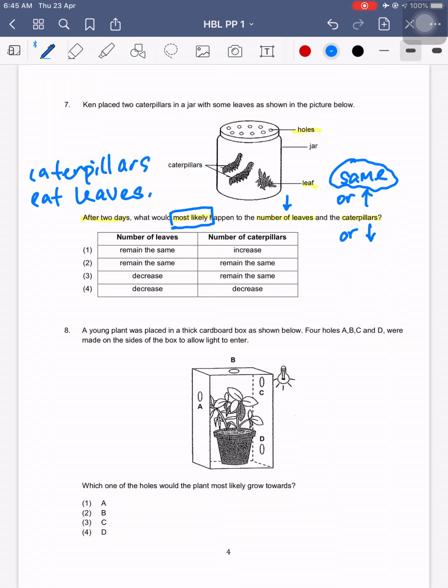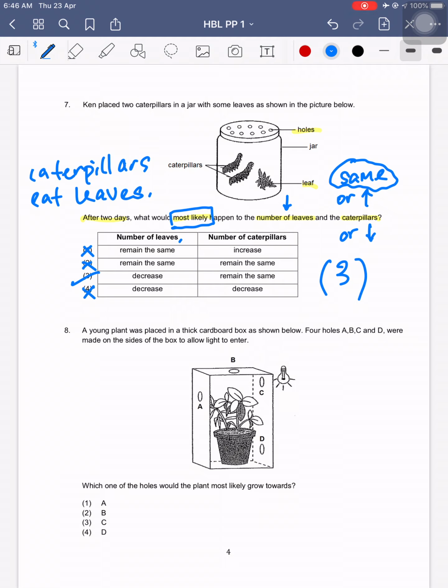So looking at the number of leaves here, decrease will be, okay, option 1 is out, option 2 is out because they do not remain the same. Okay, so number of caterpillars, we say that they should remain the same, so answer will be option 3. All right, so this one should be out. Option 4 should be out, so answer will be option 3. Okay, they should remain the same.